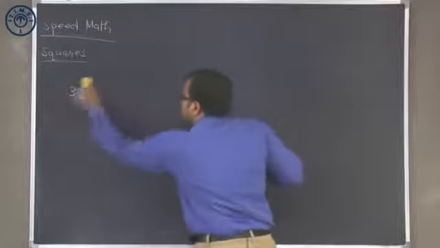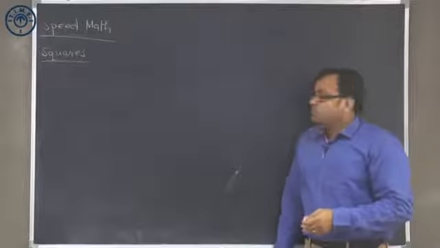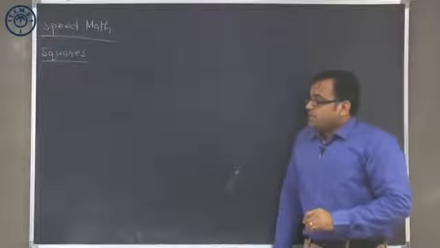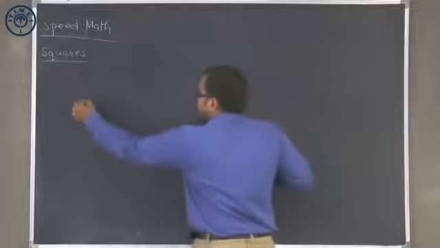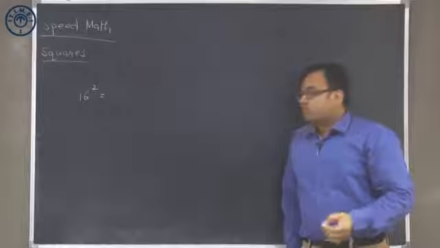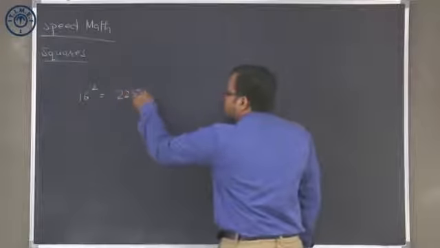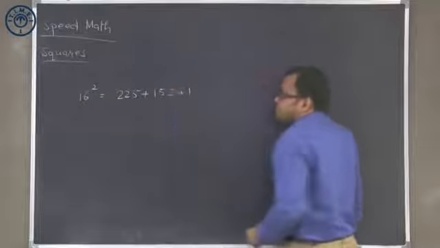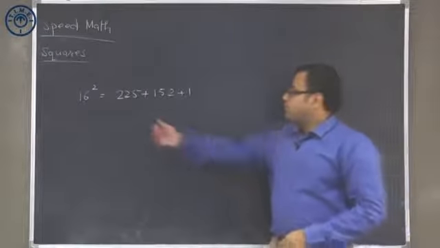Once we know the squares for numbers ending in a 5 or a 0, now let's take a look at numbers of the form 5k plus 1. In order to find the square of a number which is 5k plus 1, let's say for example I have to calculate the square of 16. For 16 square, we know the square of 15. 15 square is 225. So this is equal to 225 plus 15 into 2 plus 1.